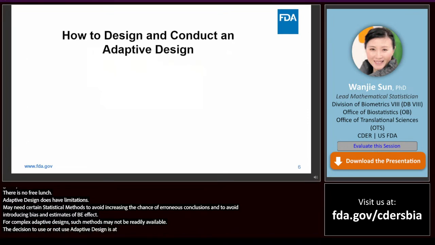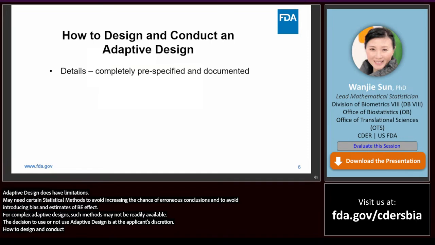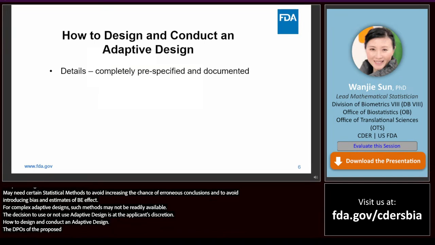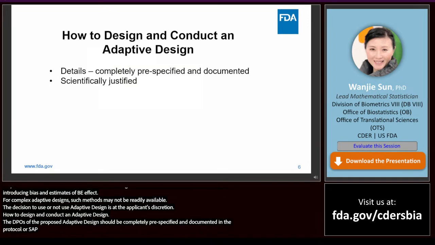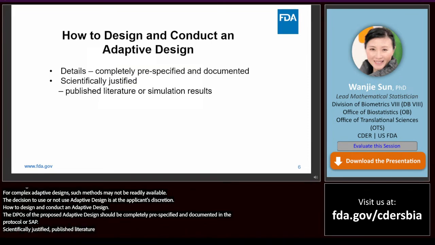Now, how to design and conduct an adaptive design? We recommend that the details of the proposed adaptive design should be completely pre-specified and documented in the protocol or SAP. The proposed adaptive design should be scientifically justified, either based on published literature in peer-reviewed journals in which the applicant's proposed approach is validated, or based on extensive simulation results demonstrating desired criteria. For example, the type 1 error rate should be controlled at 0.05 for a bioequivalence test.